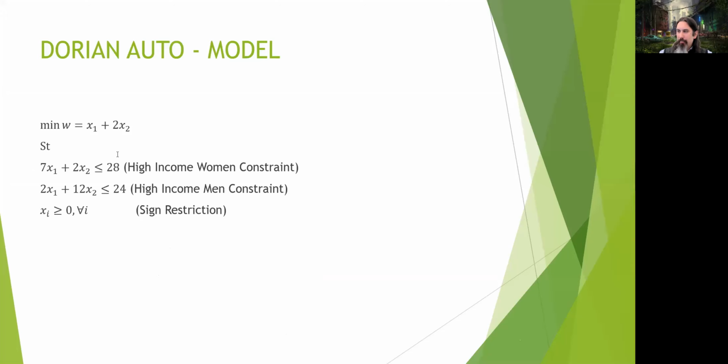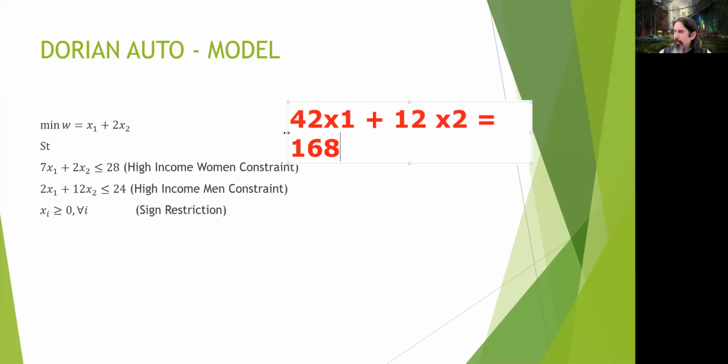Şu ilk kısmı 6 ile çarpın. 7x1 artı 2x2 küçük eşittir 28. Bunu 6'ya çarparsak 42x1 artı 12x2 küçük eşittir'e döndü bu arada bunların hepsi. 28 çarpı 6 kaç yapar? Var mı elinizde hızlıca çarpabilecek biri? Ben de çarpayım bir yandan. 168. Güzel. 168. Şimdi ne diyorduk?